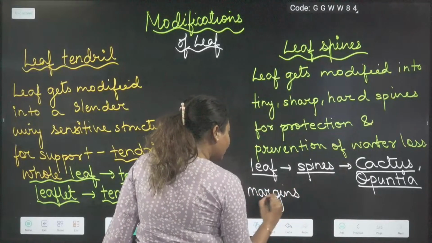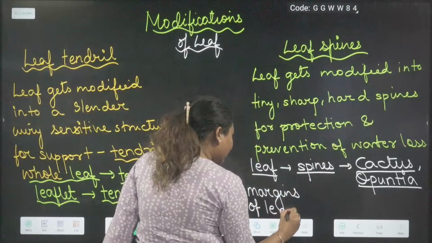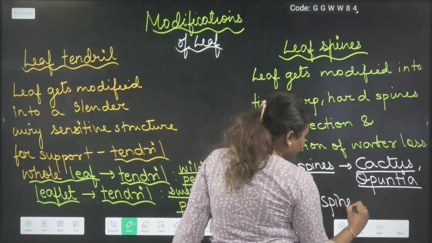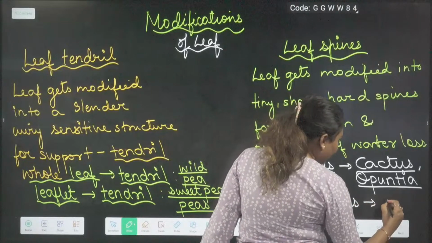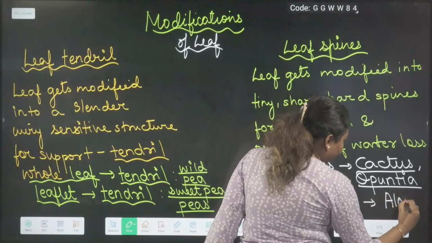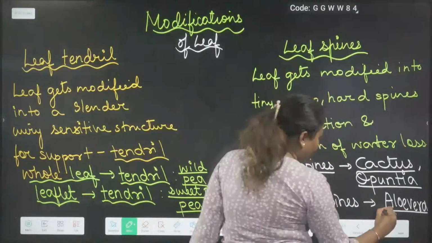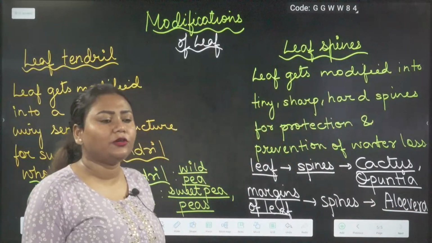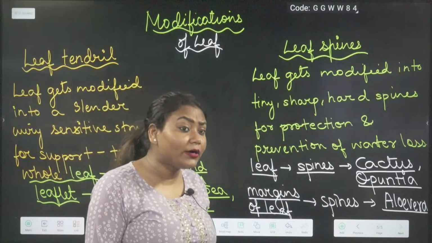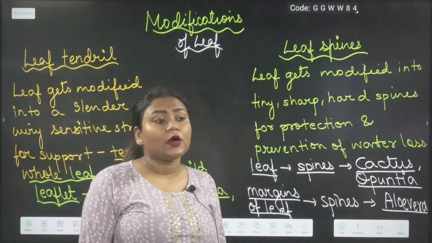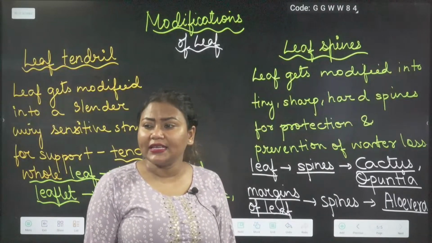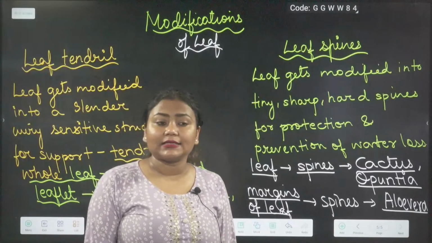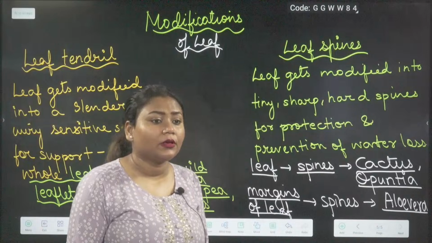When the margins of the leaf are modified into spines, as in aloe vera, the margins of the leaves are modified into spines. And what did I say? In rose, who is getting modified into spines? The stipule. Do you remember? Last class I said it, yes or no?